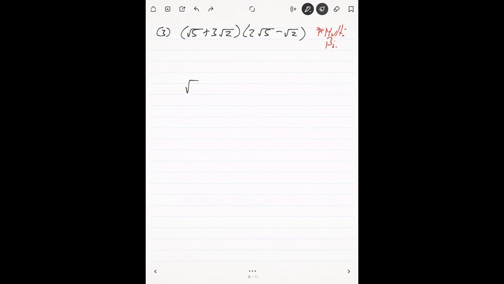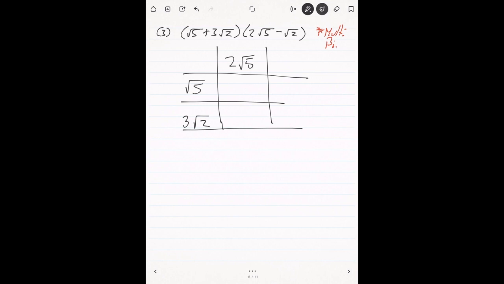So let's take root 5 and 3 root 2. And let's make the columns here be 2 root 5 and negative root 2. Let's hope I get enough space here. All right, so we're going to treat this just like we did when multiplying polynomials together, right? Because again, it was just distribution, and that's all that this box method does is distribution. So let me try to color code each one of these.